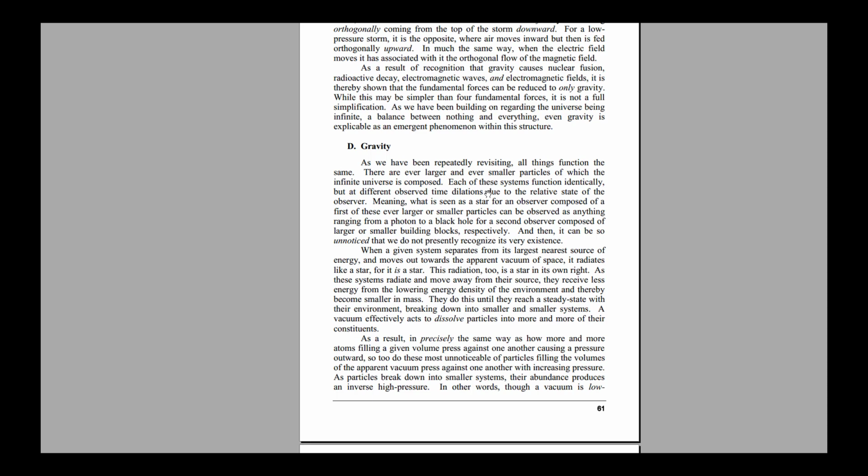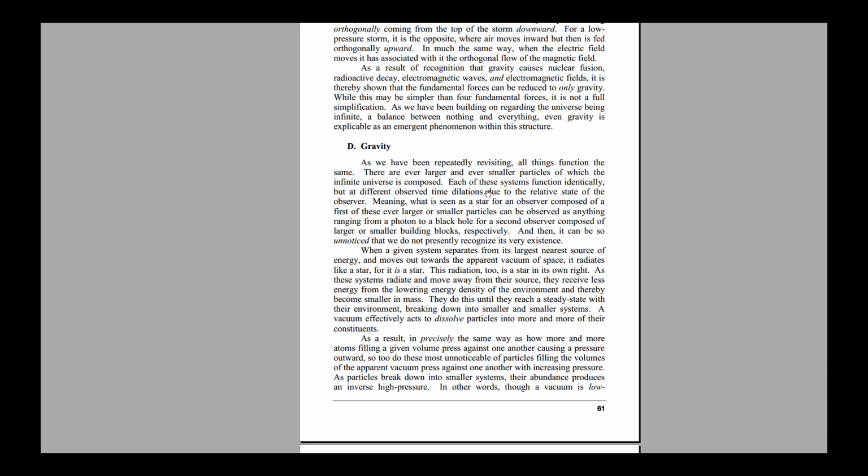When a given system separates from its largest nearest source of energy and moves out towards the apparent vacuum of space, it radiates like a star, for it is a star. This radiation, too, is a star in its own right. As these systems radiate and move away from their source, they receive less energy from the lowering energy density of the environment, and thereby become smaller in mass. They do this until they reach a steady state with their environment, breaking down into smaller and smaller systems. A vacuum effectively acts to dissolve particles into more and more of their constituents.